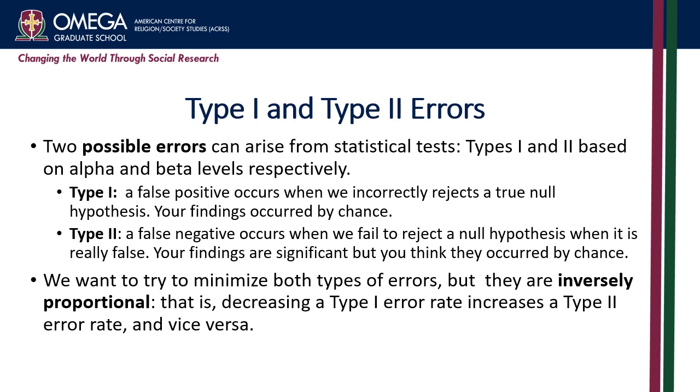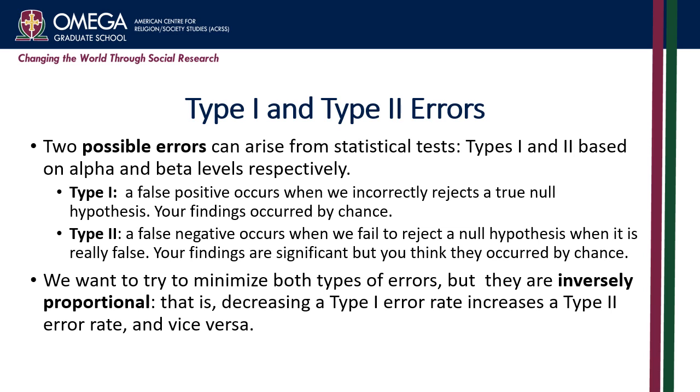Aside from sampling errors, there are two other types of errors that can occur in statistical tests, type 1 and type 2 errors. Type 1, a false positive, occurs when we incorrectly reject a true null hypothesis. Your findings occurred by chance. Type 2, a false negative, occurs when we fail to reject a null hypothesis when it is really false. Your findings are significant, but you think they occurred by chance.